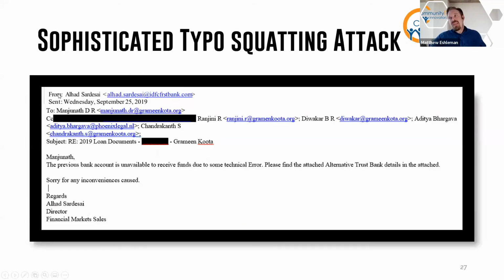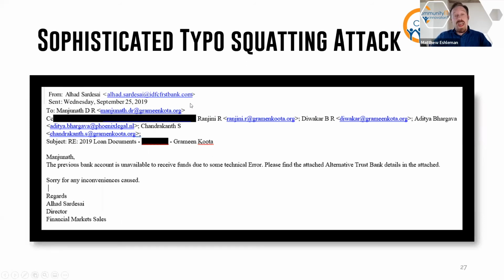So again, we can see the email from somebody at IDFC First Bank, no I, to an illegitimate recipient, the DR Manjunath at Koota with 1 O, CC'd a legitimate person at the organization, with 2 O's. We also have 1 O. And then we're CCing somebody at PhoenixLegal.nl, which is controlled by the hacker, along with this account as well. Again, it starts off in a similar way. Previous bank account is unavailable due to technical error.